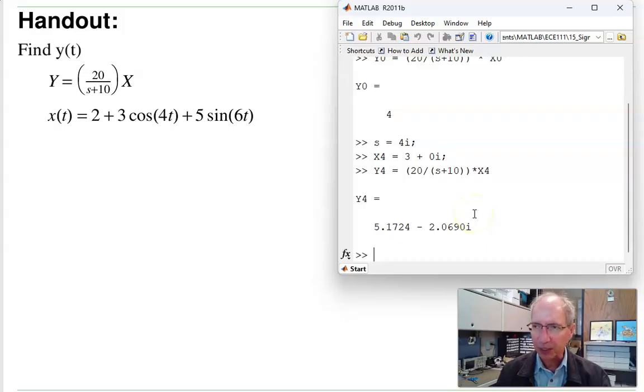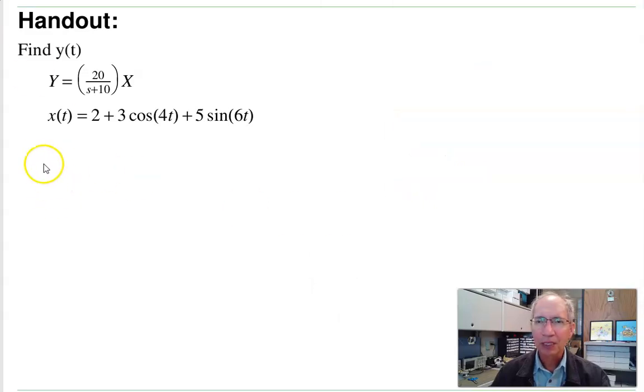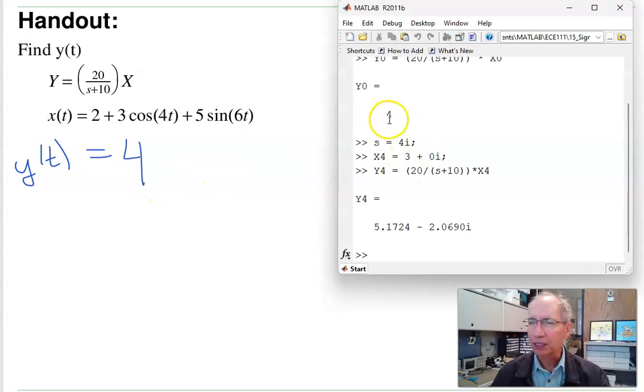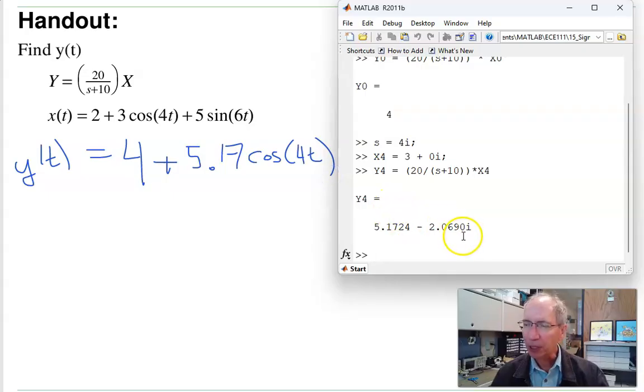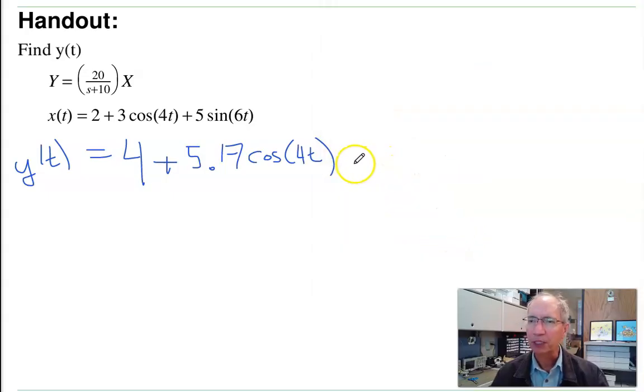At 6 radians per second. So adding those together, so y of t. That's the first part. That's the DC term. The second one, 5.17, that's the real part, cosine of 4t. Complex part is the sine part, 2.06 sine of 4t.